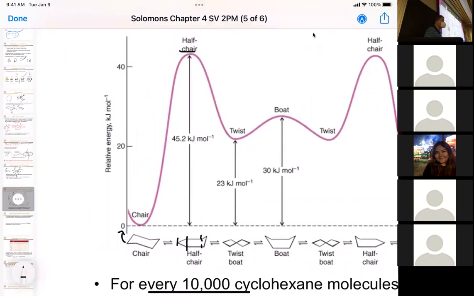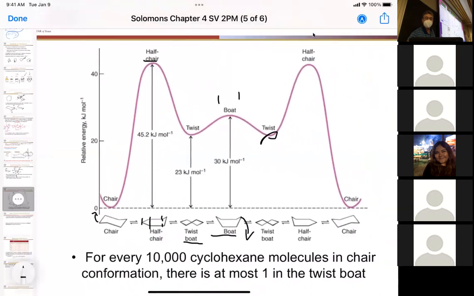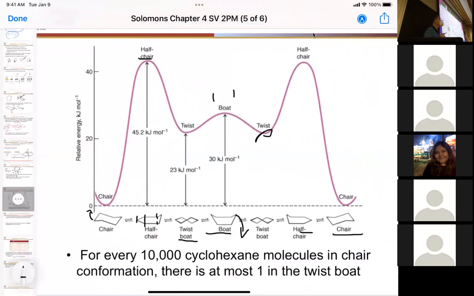To relieve some of that energy, it's going to twist, and we call that the twist boat. And that twist boat is not bad. It's not the lowest energy chair, but it's not bad. And then we go to the full boat. And in the full boat, we have those two flagpole positions that are bumping up against each other. That's why it's a slightly higher energy. And then if it keeps going, we can start pulling this end down. It'll go through the twist boat, through the half chair, and back to the other chair. So there's two chair conformations. And it goes back and forth between those by going over each of these energy barriers, okay? So we have chair, and then we have the opposite chair.